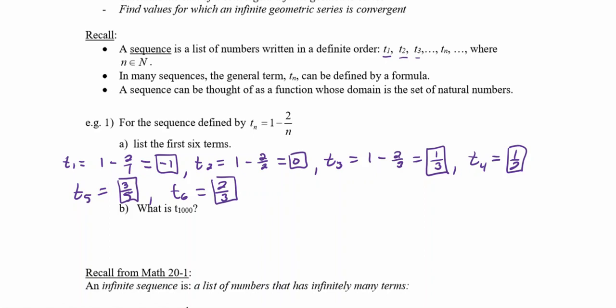Okay, so in this case, what is T1,000? T of 1,000 would be 1 minus 2 over 1,000. What's this trying to tell us? That it's approaching 1? Is that the point? Yep.